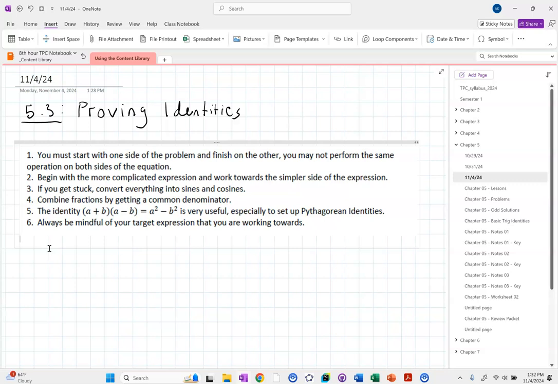In the event that you're stuck and you're just like, I just don't have any idea what to do to proceed, writing everything in terms of sine and cosine is usually never a bad choice. Now, it might not be the most efficient choice, but it's typically not a bad one.